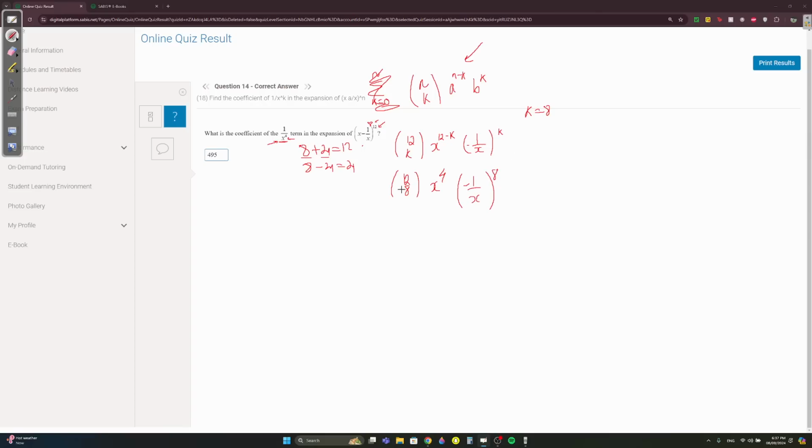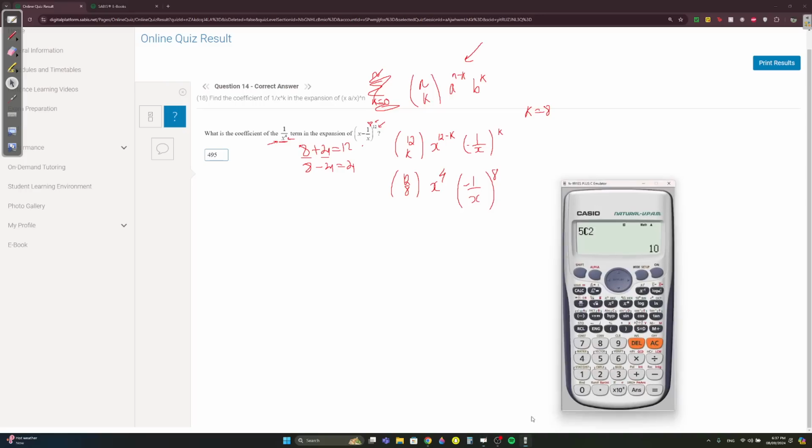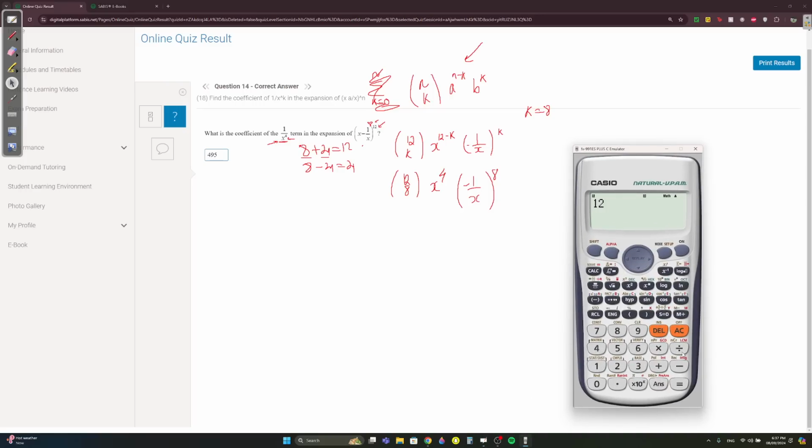Okay, now 12C8, calculator, 12C8, 495. The answer is 495, but let me just continue the expansion so you can understand. x to the power 4 times minus 1 to an even power. Remember, if it's an even power, it becomes positive. Let's forget about this. 1 to the power of 8 is just 1. x to the power of 8 is x to the power of 8. Okay, this times this gets me x to the power of 4 over x to the power of 8, right? So when you divide, you get 4 minus 8. It's x to the power of negative 4.